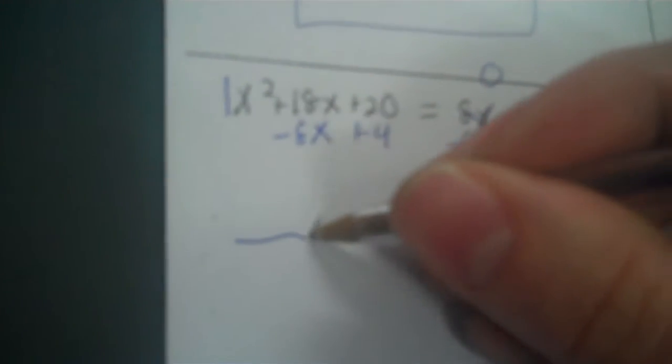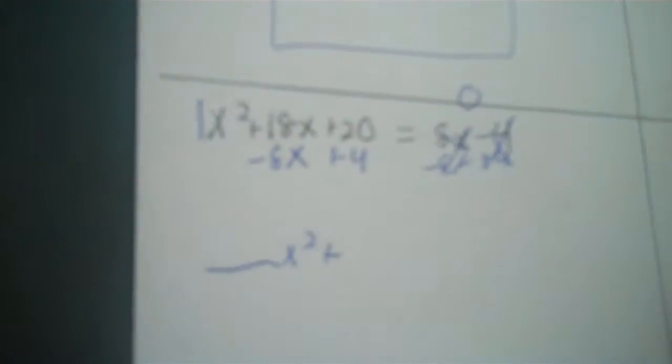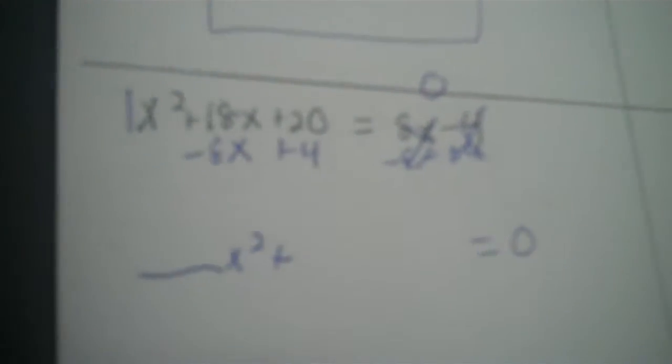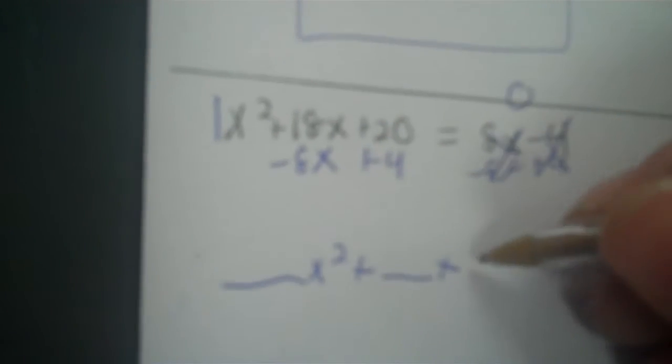Now we slot it. So I put equals 0 first. So we have x second, we have x, and we have a constant this time. So x second, you got 1. 18 minus 8 is 10, 20 plus 4 is 24. Now you're set.